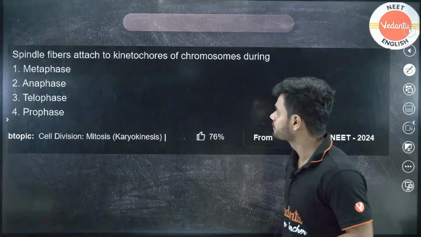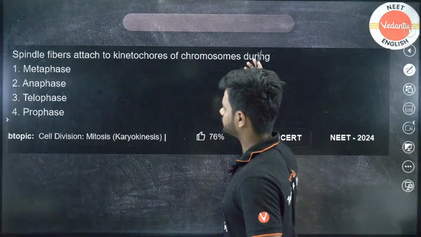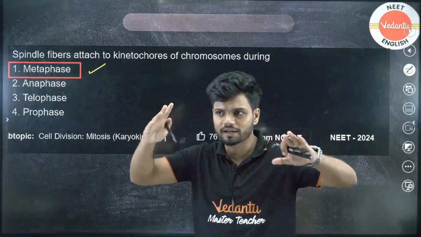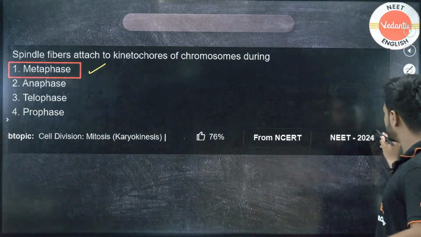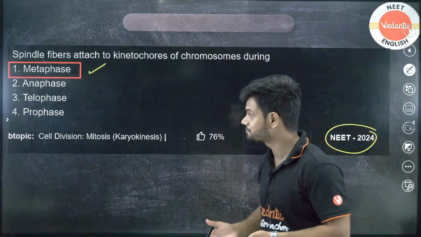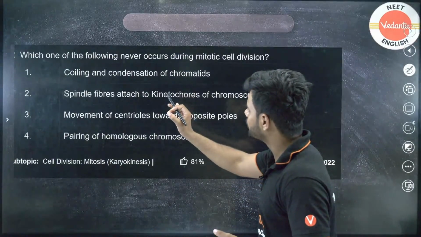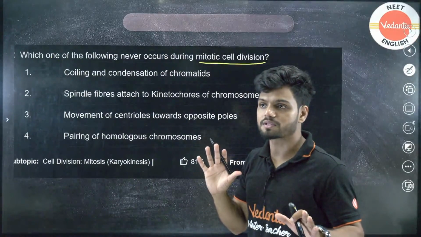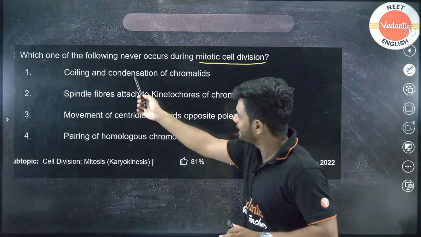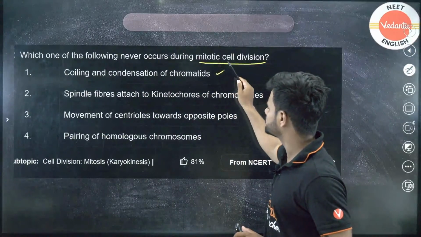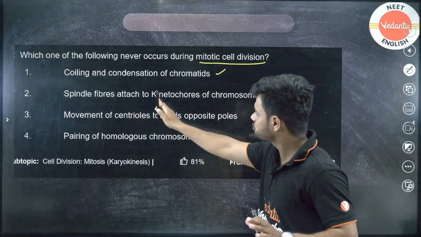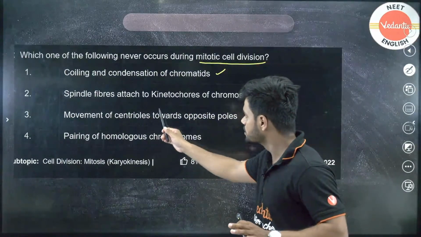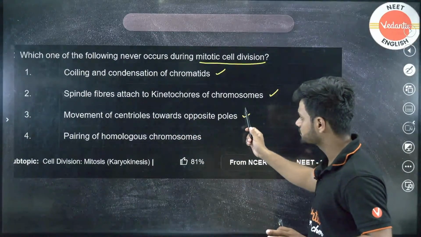Spindle fibers attached to the kinetochore of chromosomes during, didn't we just now learn? Metaphase. It is attaching to the kinetochore. NEET 2024 question. Which of the following never occurs during mitotic cell division? Coiling and condensation of chromatids is happening in prophase. Spindle fiber attached to the kinetochore of the chromosomes, attaching in metaphase. Movement of centrioles towards the opposite poles, prophase.